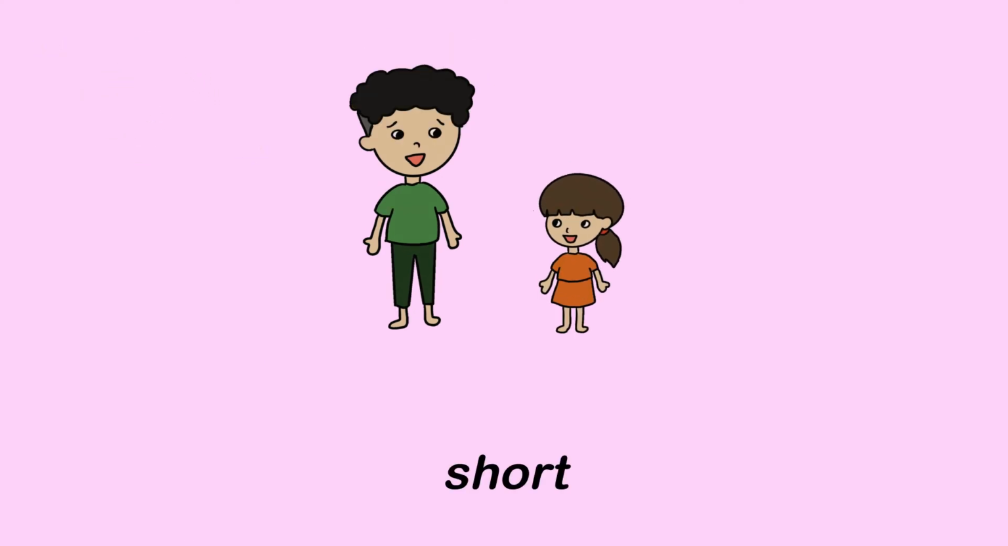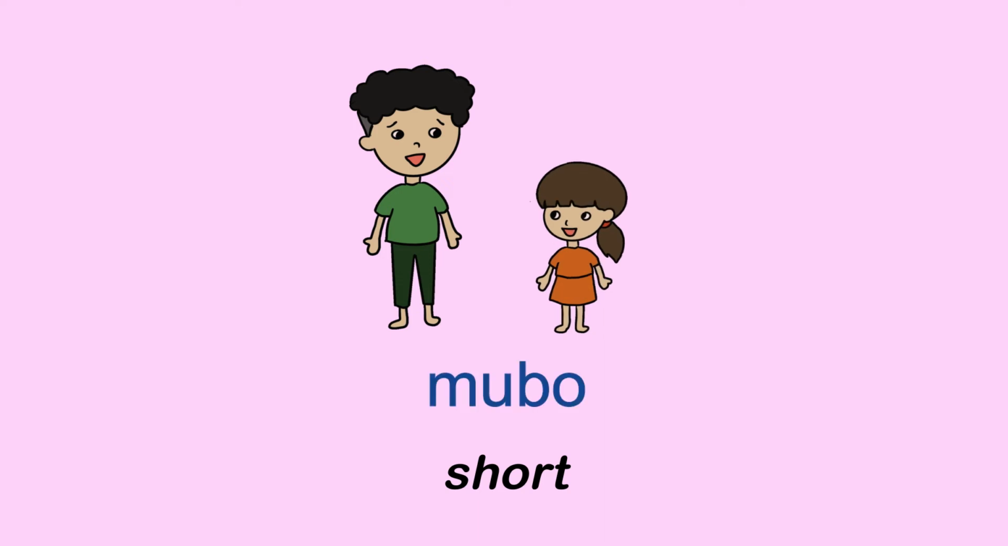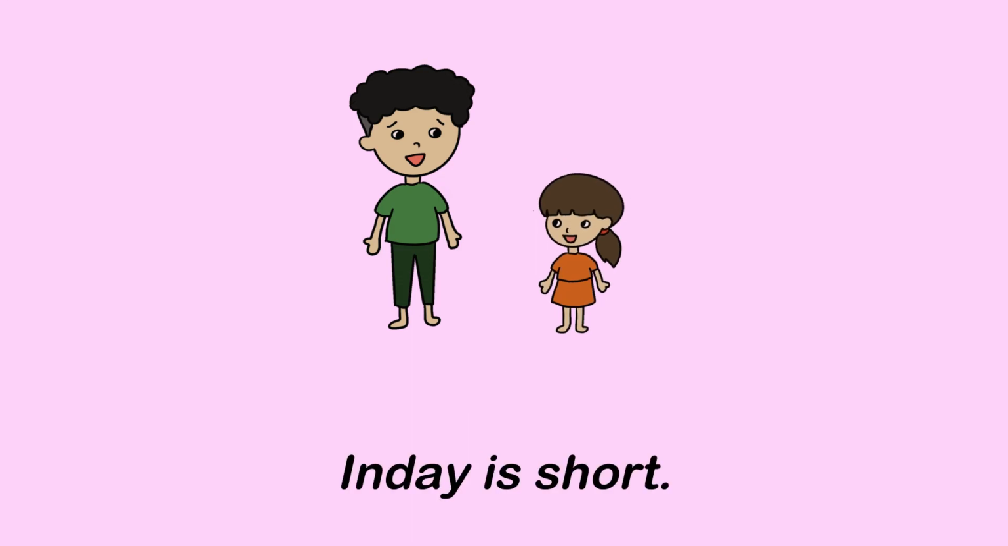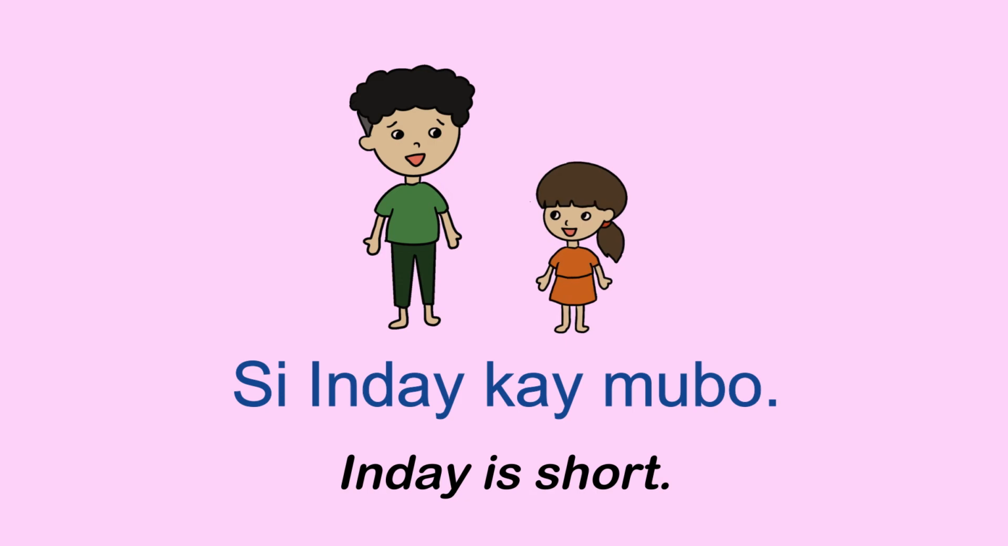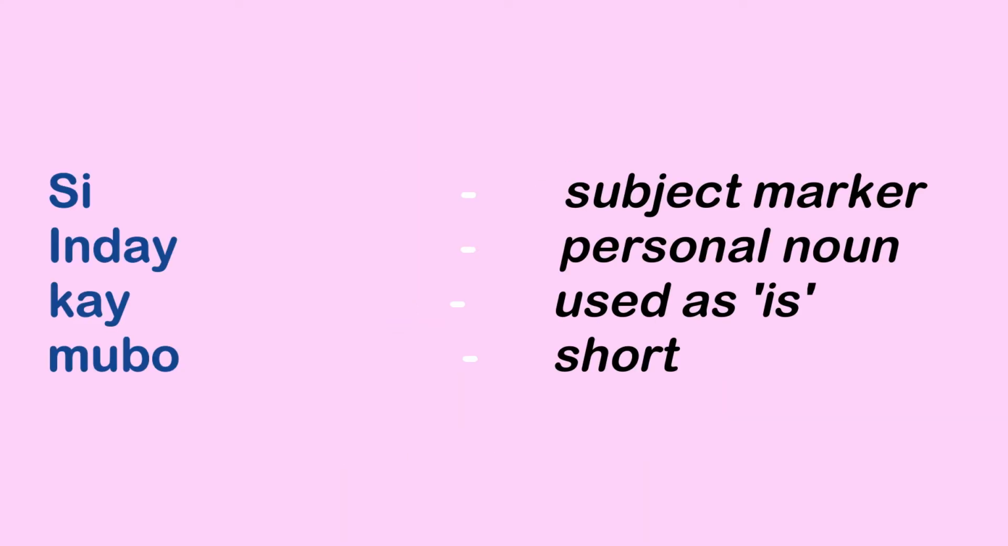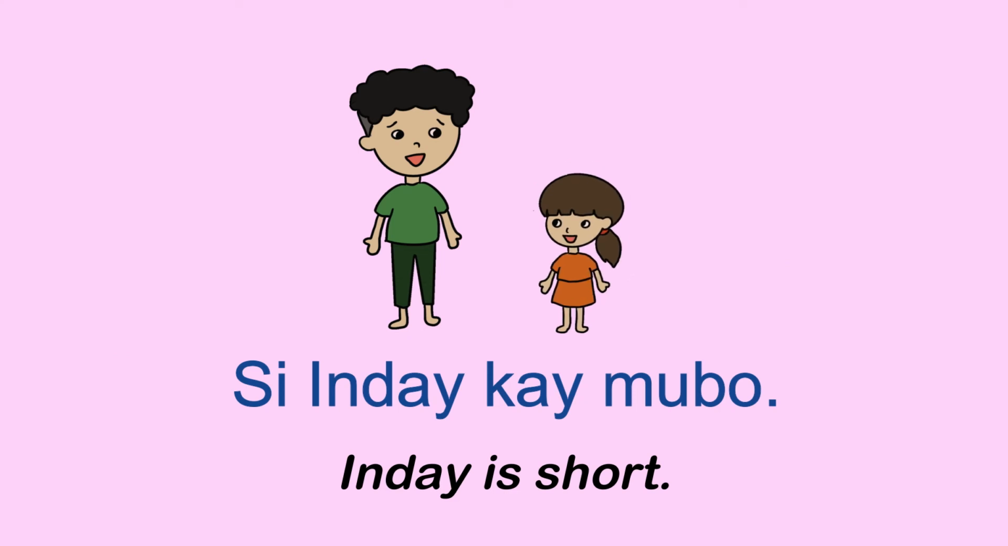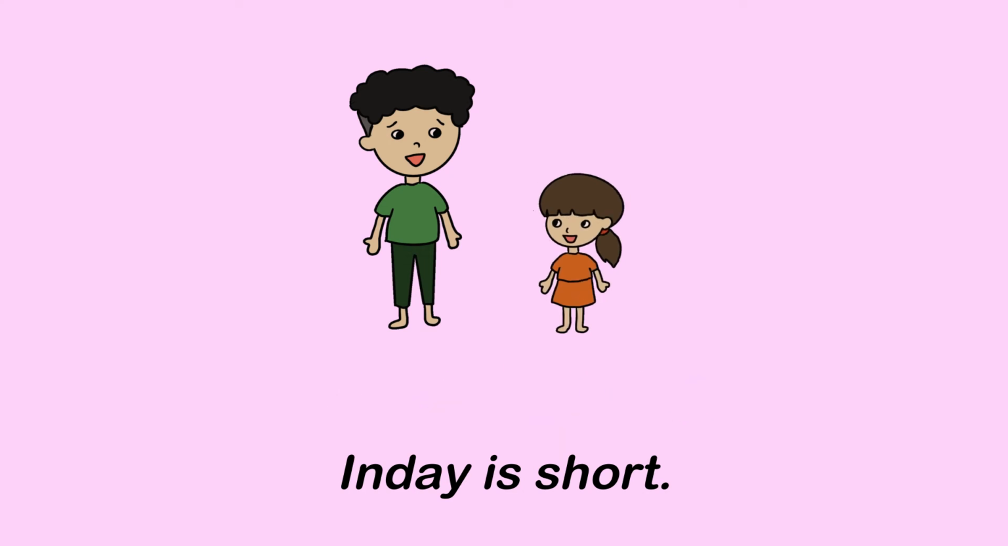To describe a person as short, we can use the Bisaya mubo. Mubo, short, mubo. So let's put mubo in another example sentence. Inday is short. Si Inday kay mubo. Si is our subject marker for personal noun, which is Inday, kay is, and mubo is short. Another way of saying it is to start with an adjective. So we have mubo si Inday.